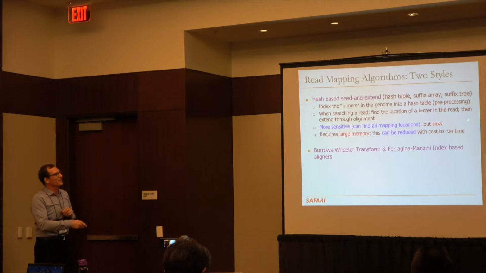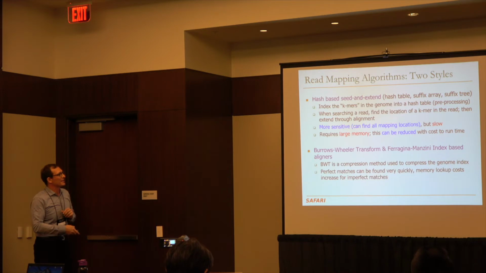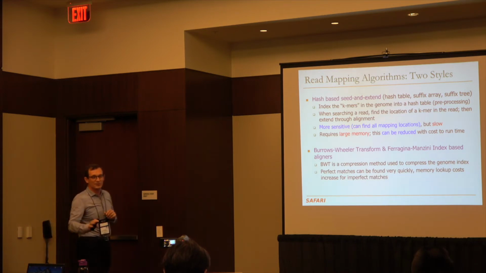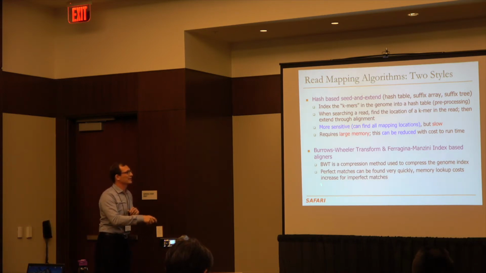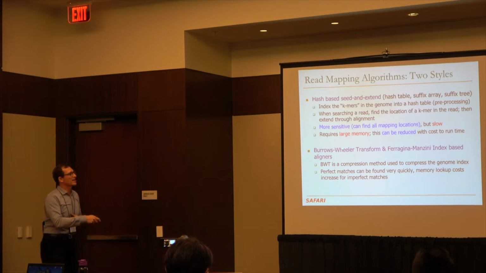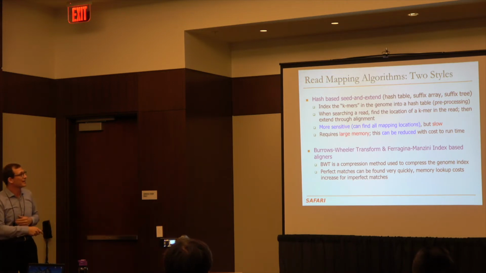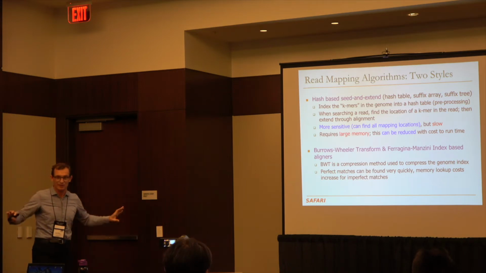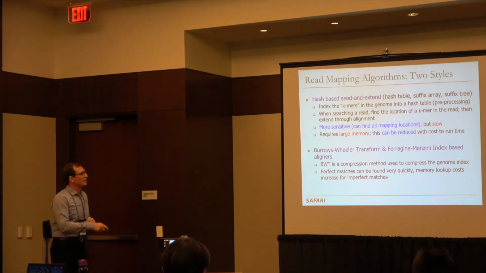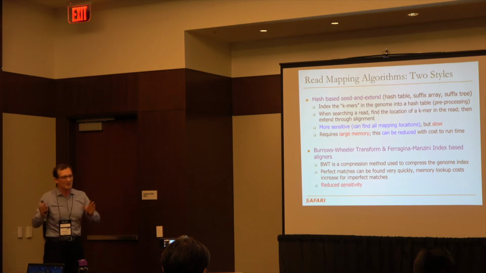And it requires large memory, but this can be reduced with cost to runtime. The other type of mappers that I'm not going to focus on, but these are actually relatively popular today, use compression methods to compress the genome index, and they're actually good at finding perfect matches. They're very quick, but memory lookup costs actually increase for imperfect matches. I'd be happy to talk about that. As a result, they have reduced sensitivity.